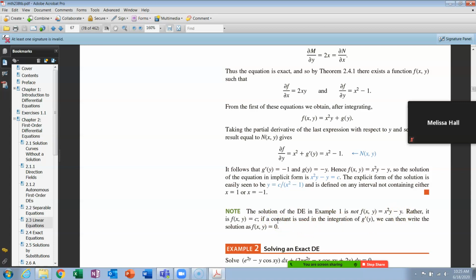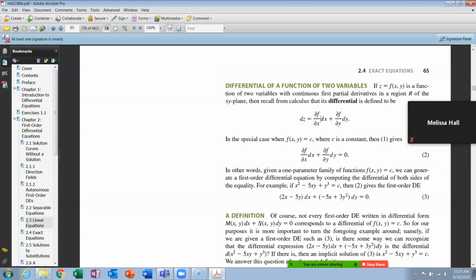If a constant is used in the integration, if you did put a constant when you did the integration of this f, g prime, then your solution would be f of x y equals 0. I don't even know why they put that in there. Your solution is this thing equal to a constant c. Okay. So let's, whoa, goodness gracious, where did that go?